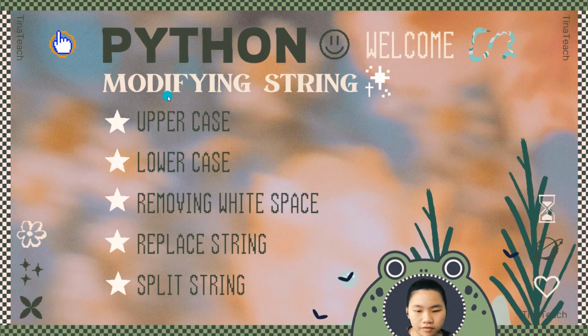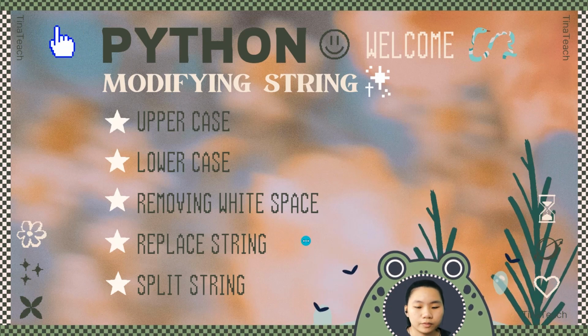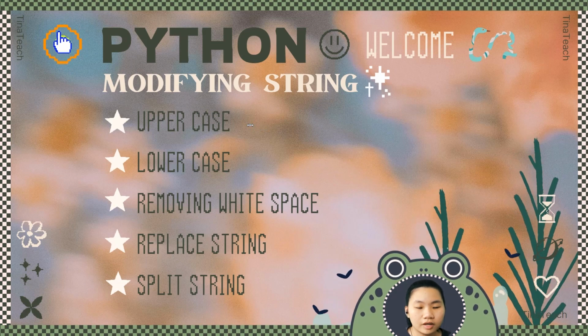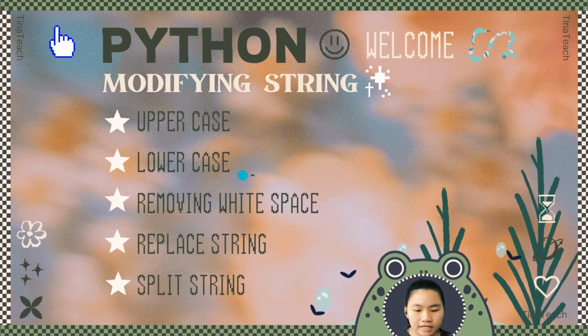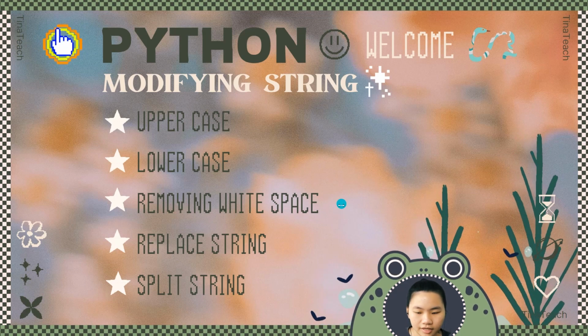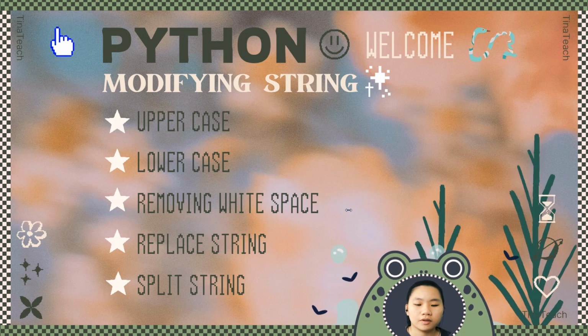Today's lesson will be modifying string. Well, I have a list of a bunch of things that we're going to look into today. First, we're going to have uppercase. You know how to make your text or your string uppercase, lowercase, and then removing the white space before and after our string. And then we can replace them and then we can split them. Let's see what they're all about.